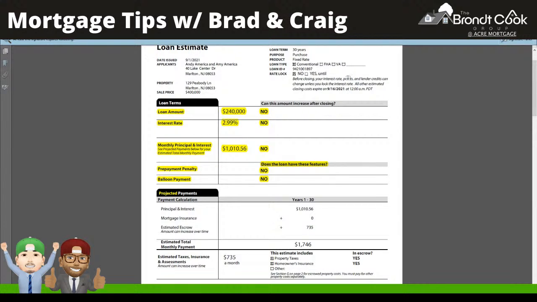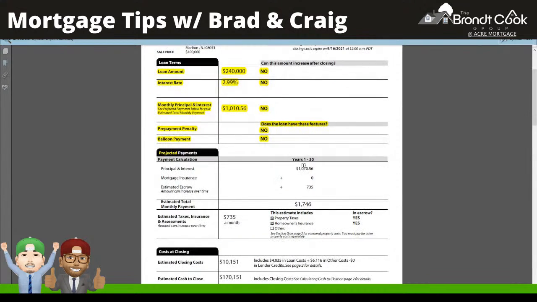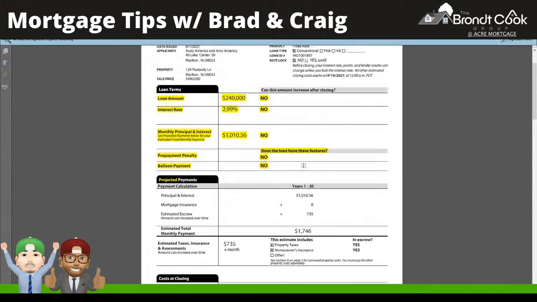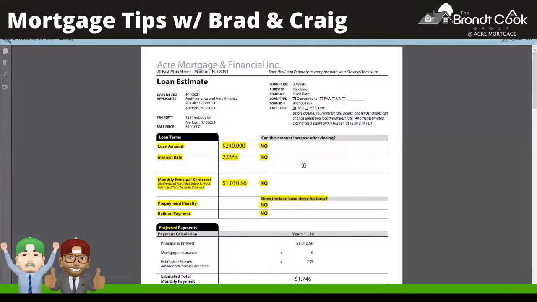So you have your loan amount. In this case, it doesn't really tell you the down payment on the loan estimate on this page. But if you take $240,000 and divide that by 400,000, you're going to get a 60% loan to value, which means there's a 40% down payment with this particular scenario. This Andy America guy has a lot of money to put down, but you don't necessarily need that much of a down payment to do a loan. This is just for example purposes. So the loan amount is 240.